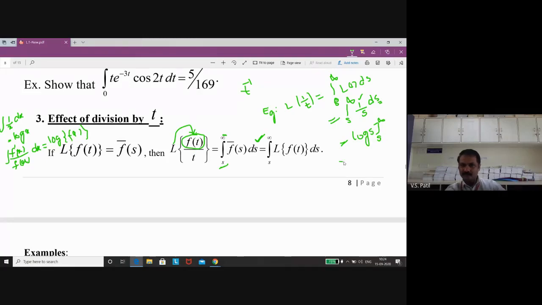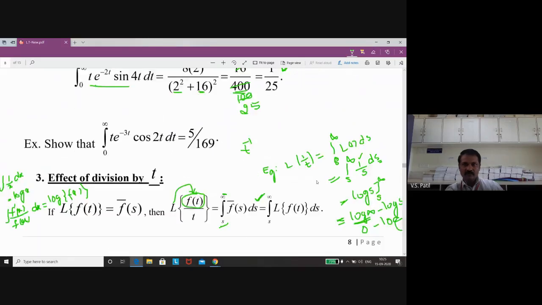Is that clear? So finally, if you put the limits here, what will you get? Log infinity minus log s. Correct? What is the value of log infinity? Keep in mind, I will give one hint here. Log infinity, in your indeterminate forms, you did this in the previous semester. Log infinity value is 0 and it becomes minus log s. Like this you can simplify this.